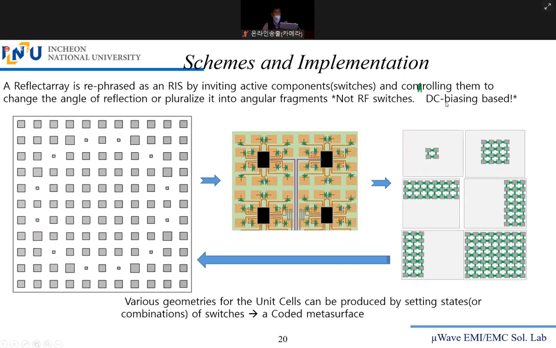But DC switches are also expensive if you would like to buy a bunch of them from the market. Yeah, that's why I'm focusing on the designs of the reflector arrays for discrete states of RIS.